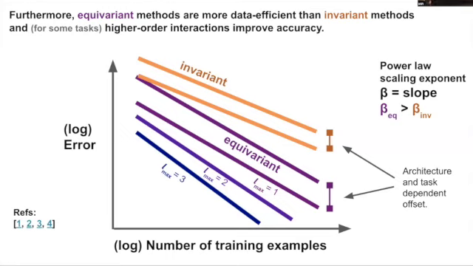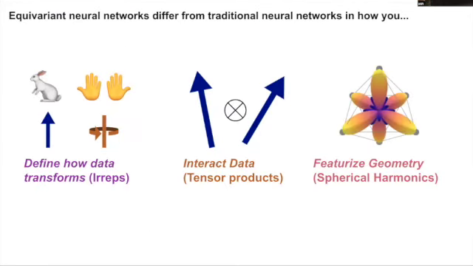Okay. So now I want to give some intuition for why this is. Basically, there are three particular ways in which these types of neural networks are different from your standard neural network. Part of it is that we don't just have numbers floating around in our networks, we actually have specific data types. Then there's also a different way that we interact data. We don't just do scalar multiplication, we do tensor products. And then last but not least, one thing that we utilize in these models is how we go about featurizing geometry, which is a lot easier to describe when we have pictures.